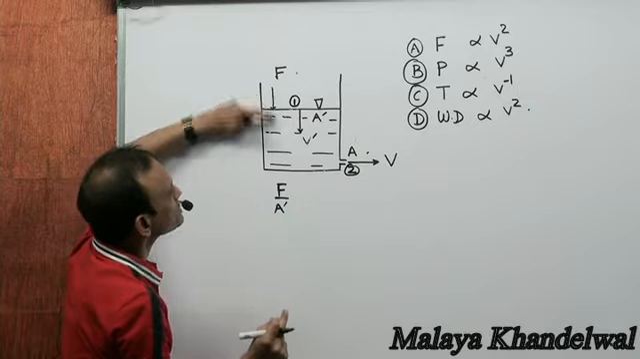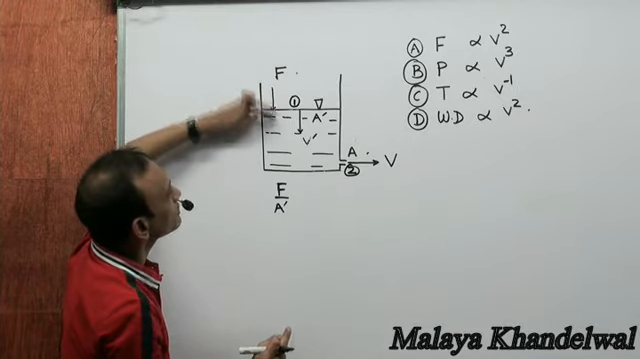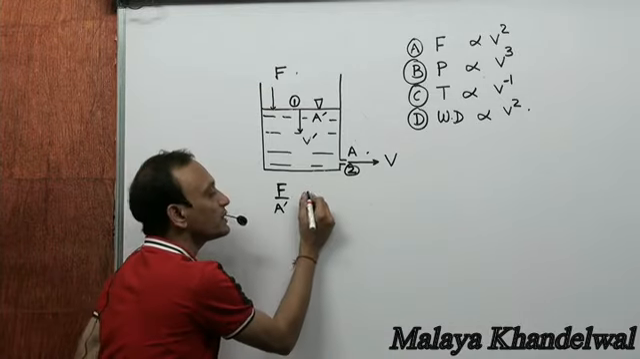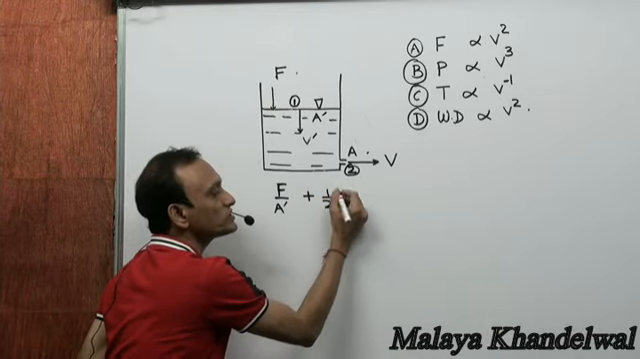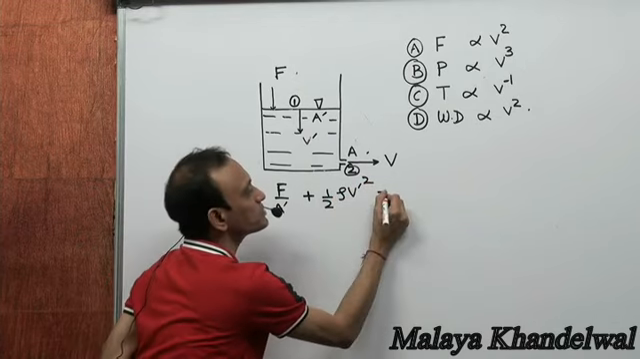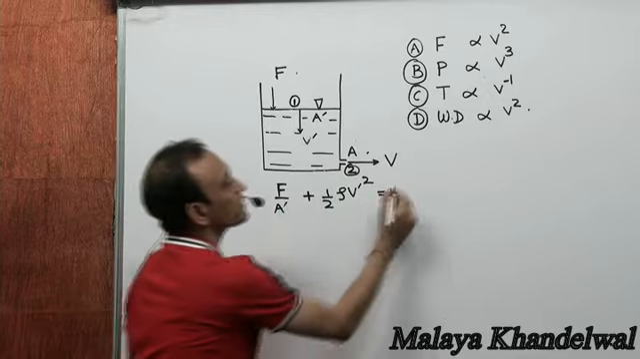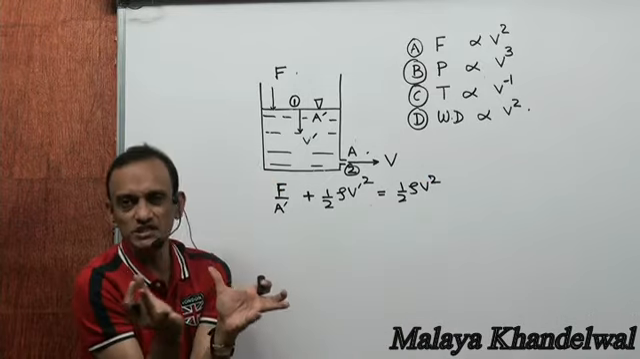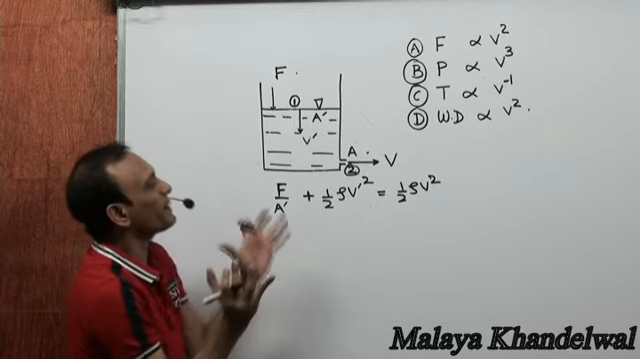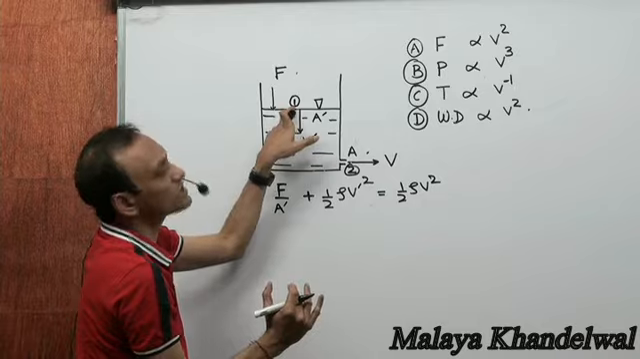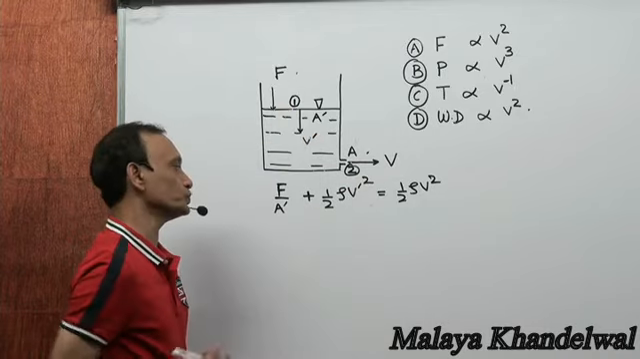The only difference in pressures at this point is the pressure because of the force F applied on the top of the piston, plus half rho, rho is the density of the liquid, and v prime squared, and that must be equal to the same thing here, half rho v squared. The g term is not present, gravitational g, because it's a gravity-free space. So there is no potential difference between this topmost point and the point 2.